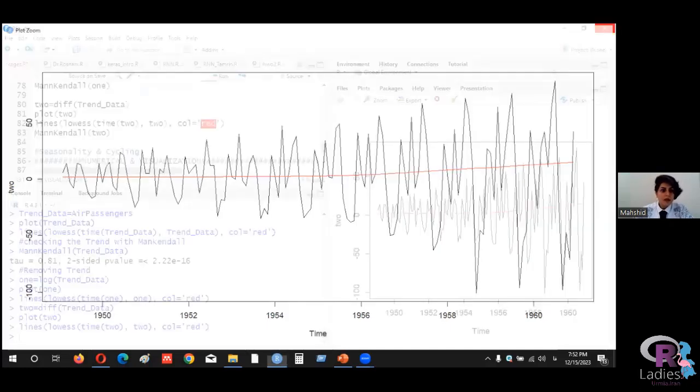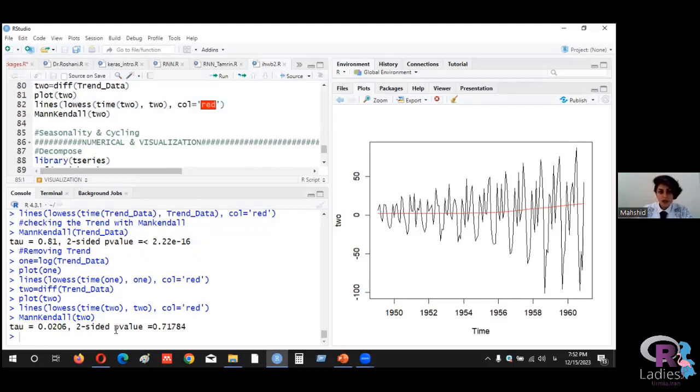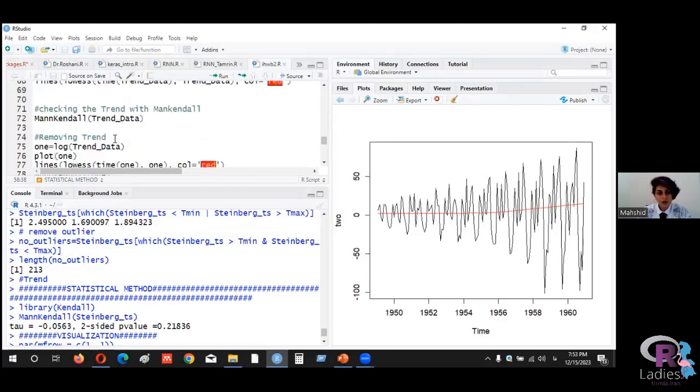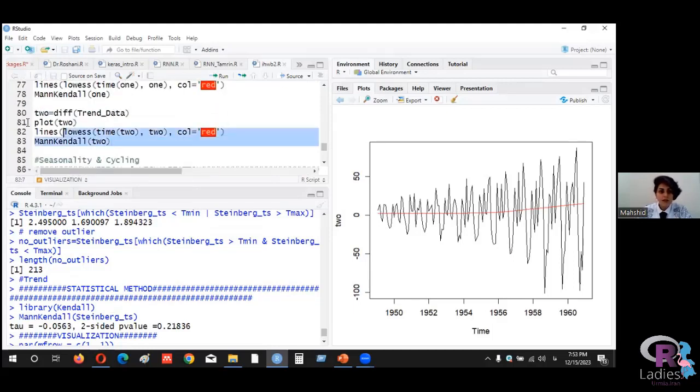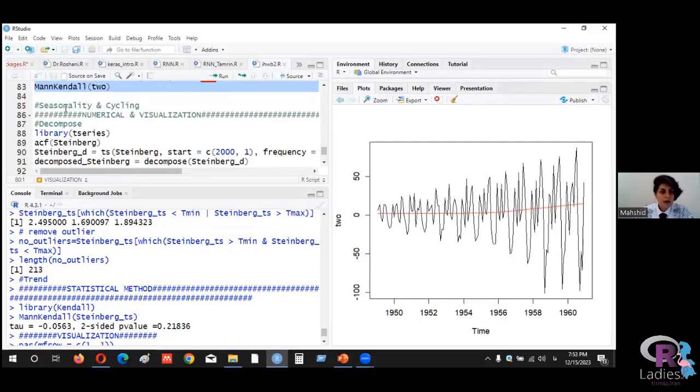Okay, so this is the second solution, second way. And just for showing the statistical method, if I run the statistical method for the second one, you can see that the p-value is more than 0.05. And it means that the null hypothesis is acceptable and there is no pattern in the data. So the trend is removed and the time series is ready for the next operation, for modeling or anything else.